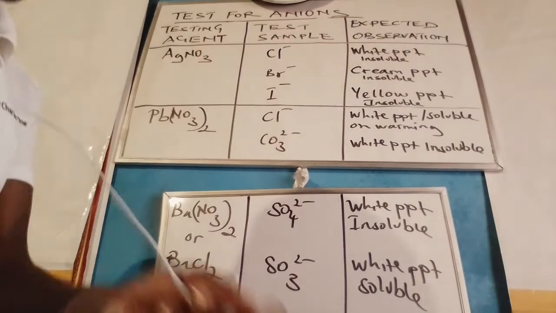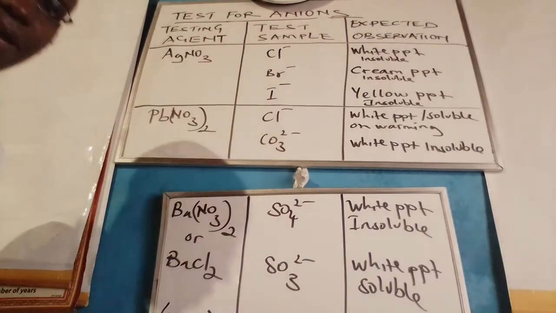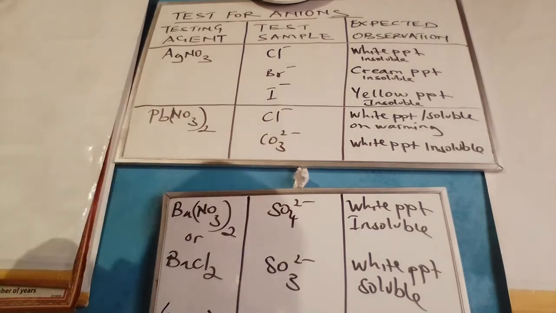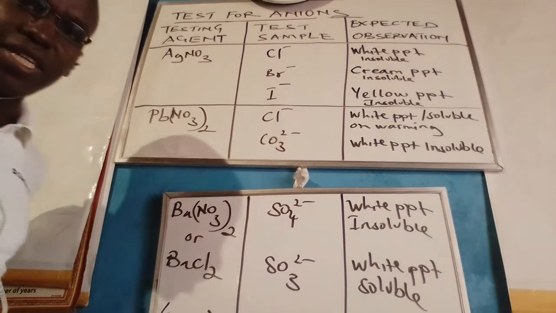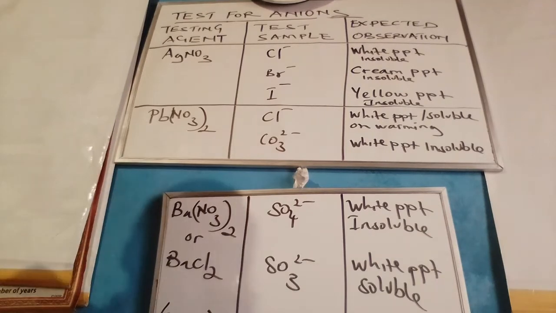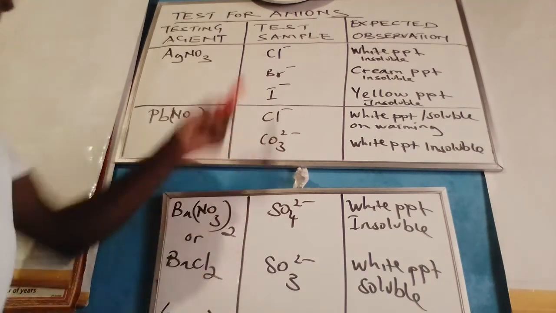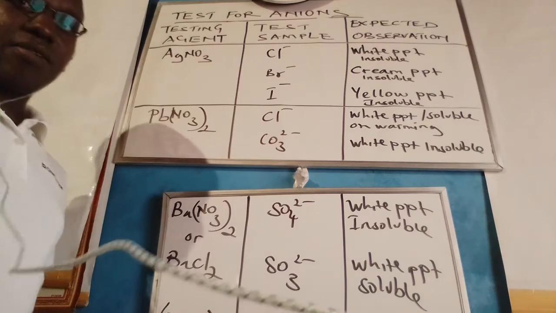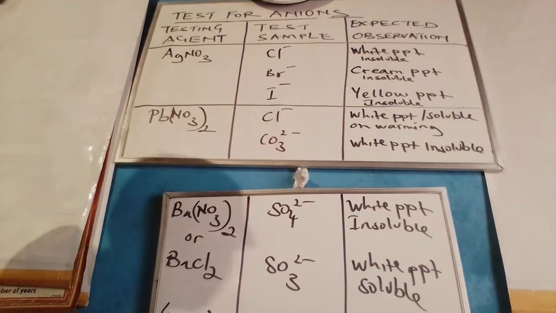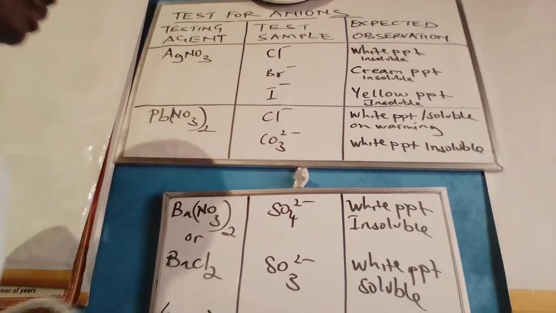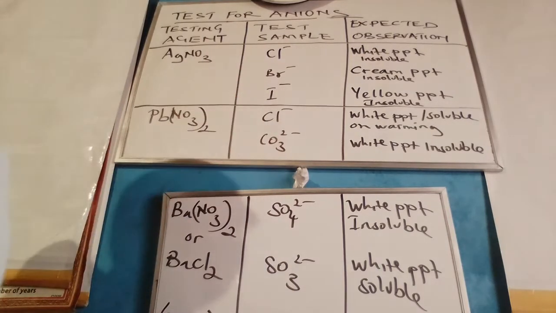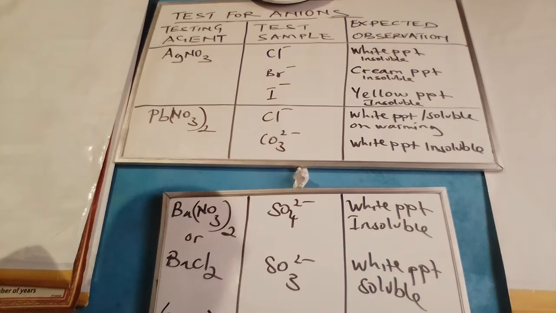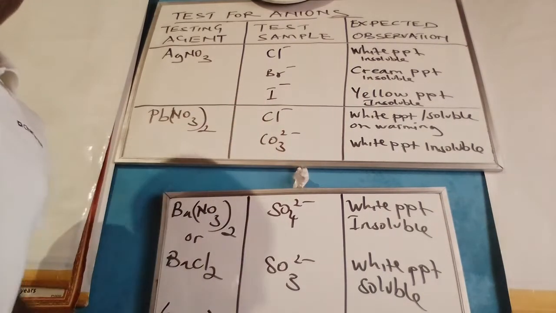So, as you can see illustrated on the board here, the leading test agent is silver nitrate. Now, silver nitrate is used for testing for the halogens in the sense that when silver nitrate meets chloride ions, it forms characteristically a white precipitate. Now, the shade of white seems to fade, and when you add bromine, it will give us a creamy precipitate. And equally, when you add iodine, it gives a yellow precipitate.